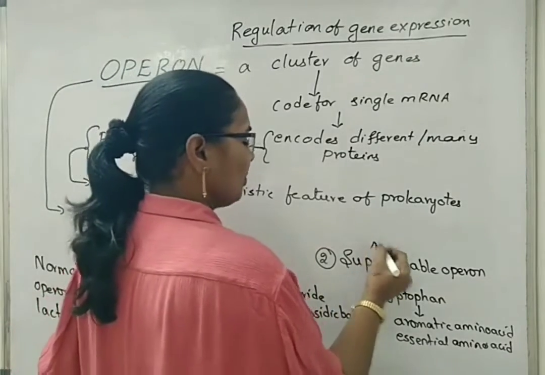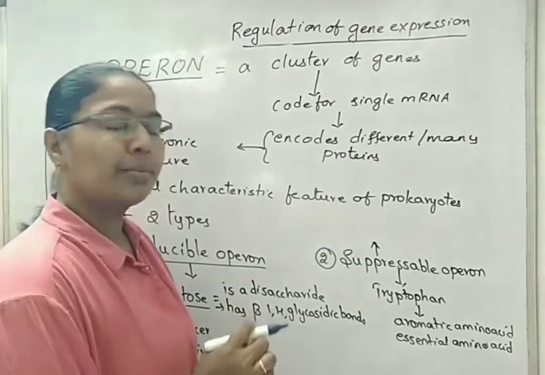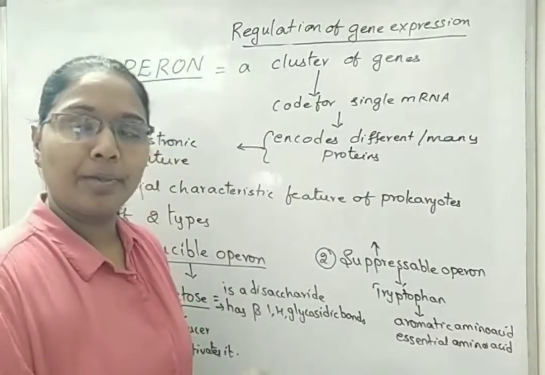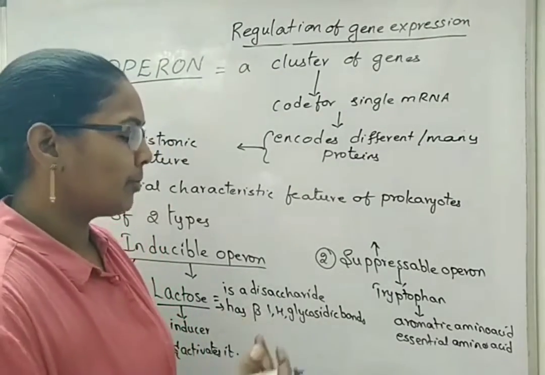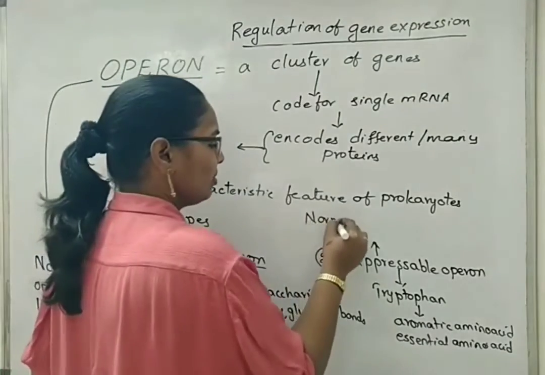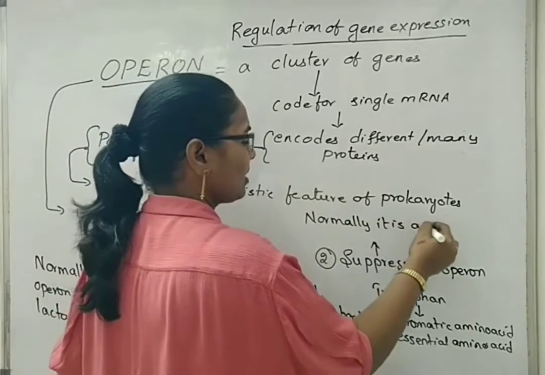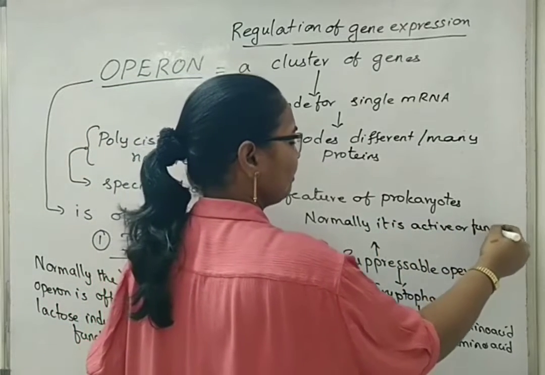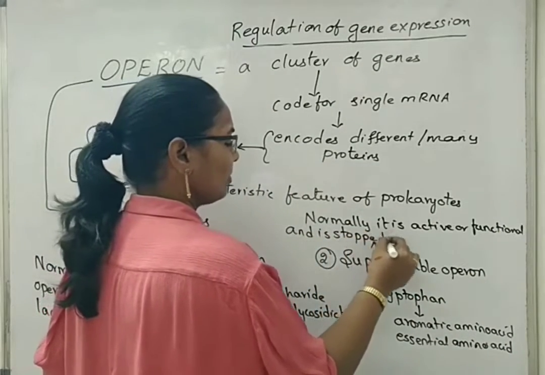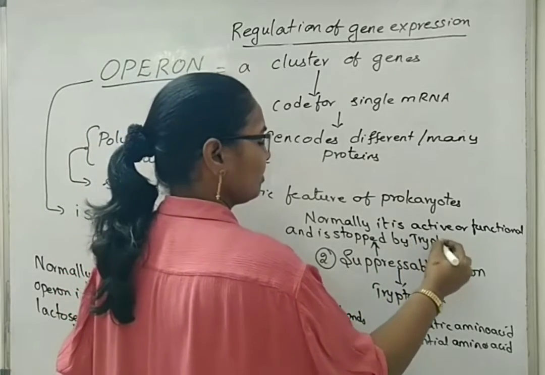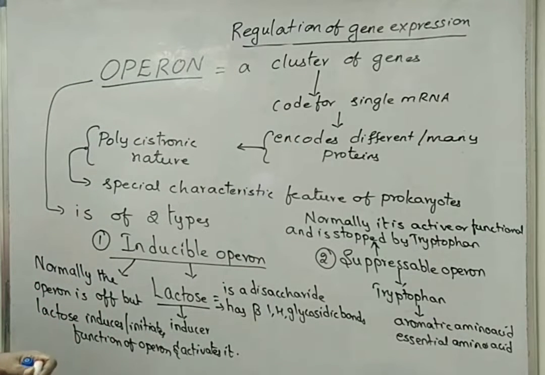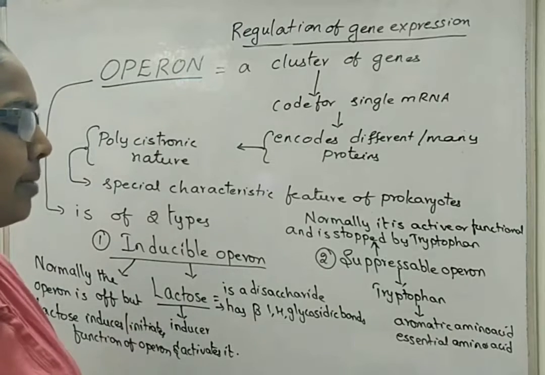Coming to suppressible operon. Normally, this type of suppressible operon is functional. It keeps on doing its work. But when the product is more, when the tryptophan obtained is more in the body, then tryptophan itself causes stopping of the operon function. So, normally it is active or functional and is stopped by tryptophan, an amino acid. So these are the two types of operons. Now we will see in detail about inducible operon and suppressible operon separately.